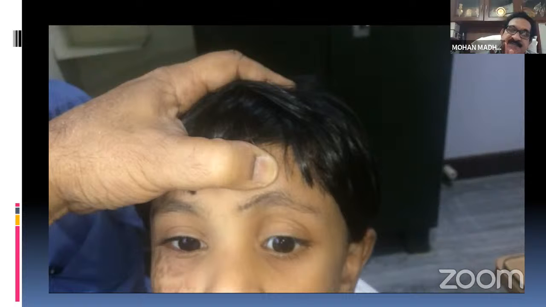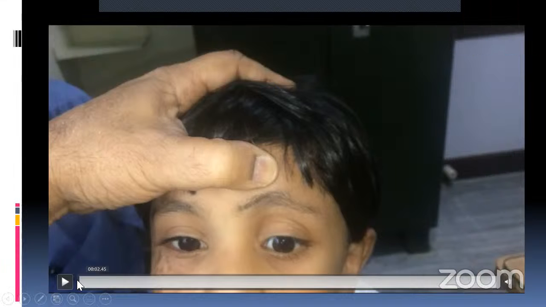What you said, the other thing is that on looking down, there is pulling down. On adduction, on looking to the left side, when the right eye is adducting, the right eye goes down. I will show the one.